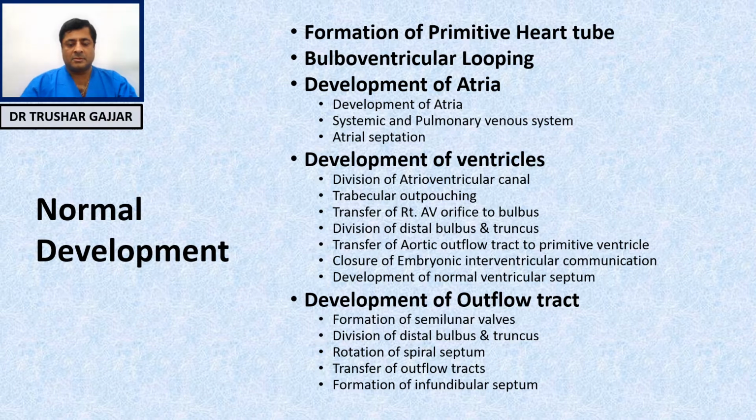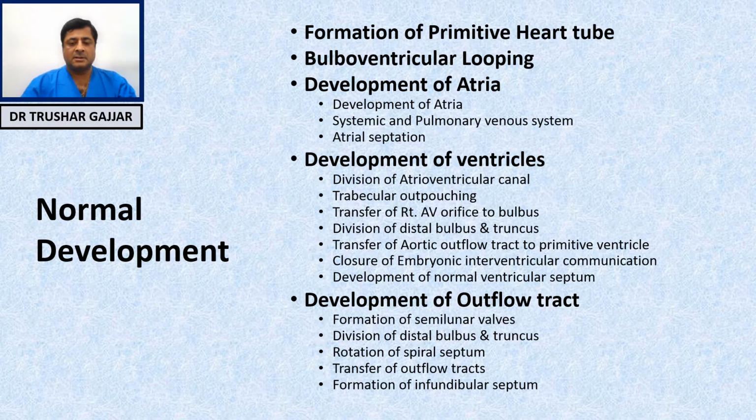Now the right AV orifice has to transfer to the bulbus, because the bulbus is going to form the future right ventricle. So this rightward shift will cause the shifting of the right AV orifice with the right atrium towards the bulbus. The only outlet for the left ventricle or the primitive ventricle is the bulboventricular foramen.